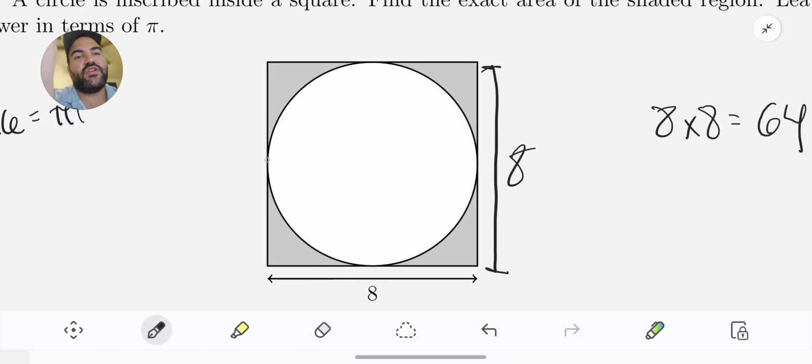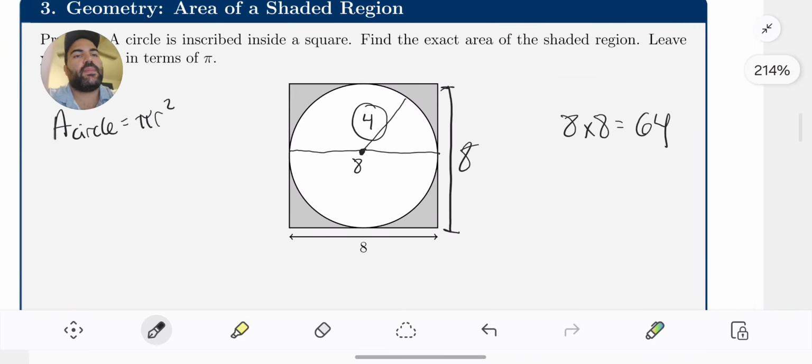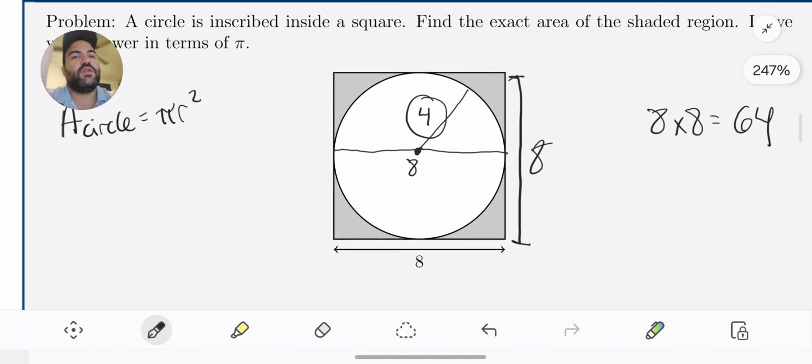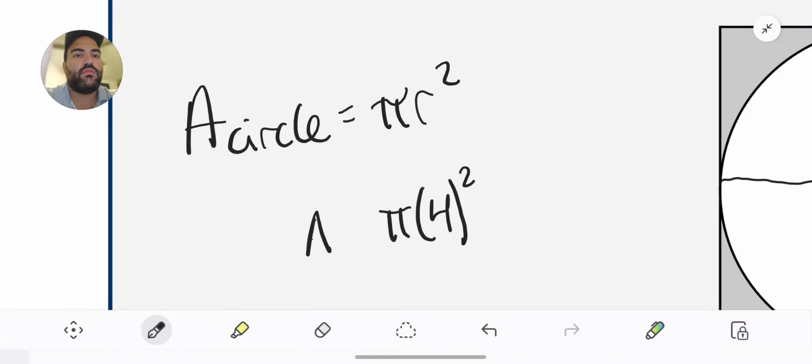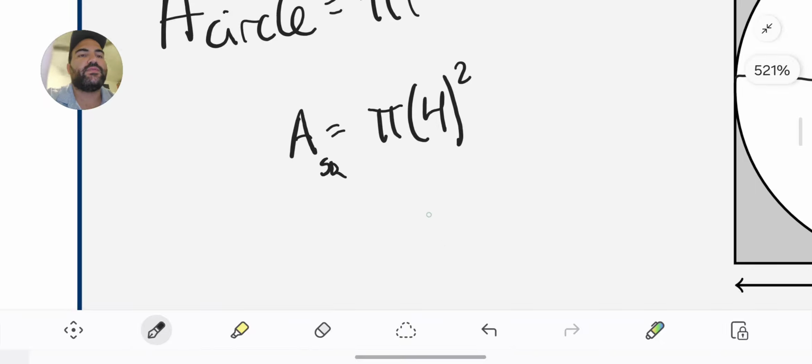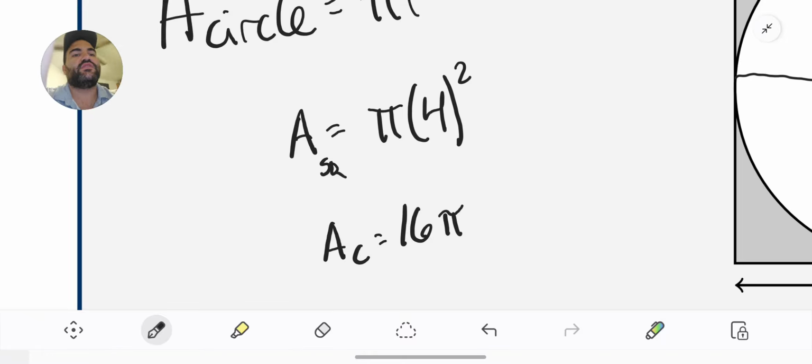So the diameter of the circle is the same size as the side of the square, which is 8. Which means half of it is the radius, which is 4. So we have the radius. Radius is 4, so I'm going to plug that in right here. I'm going to put the 4 in where the r is. That means area is 4 squared, so 4 times 4, 16 pi. So that's the area of the circle.